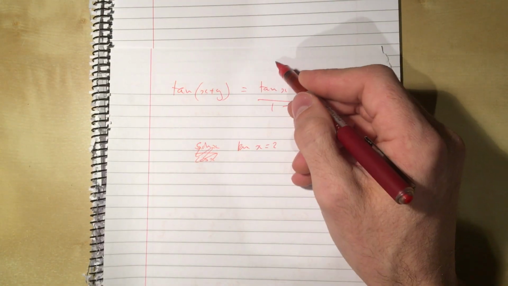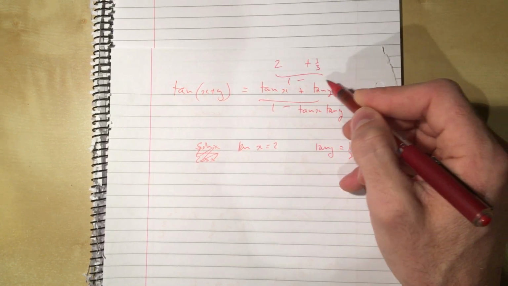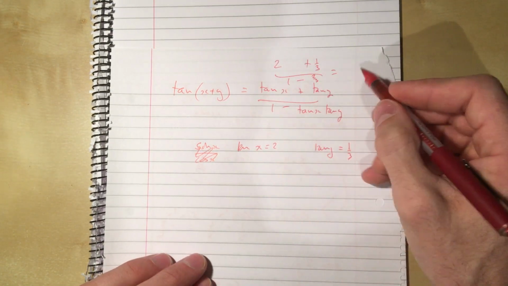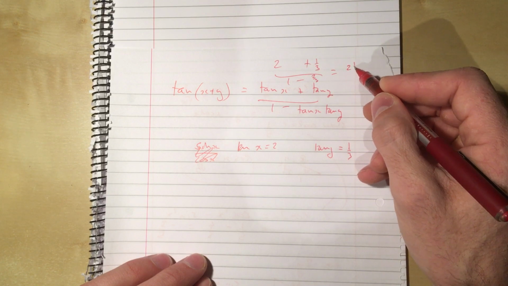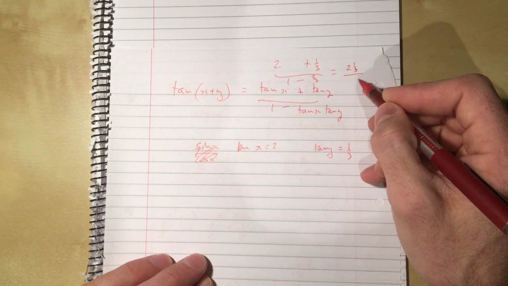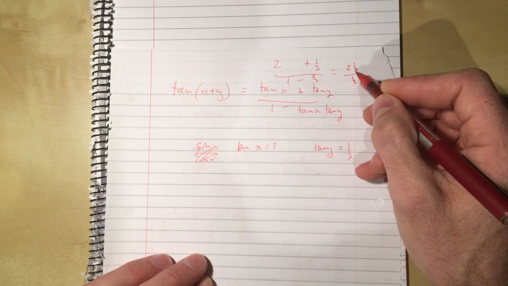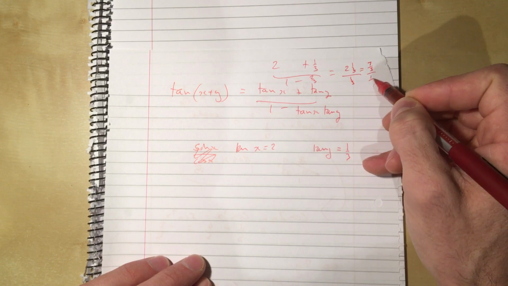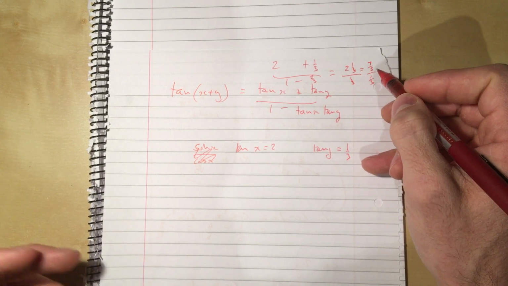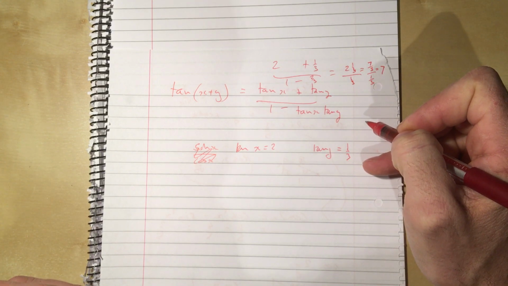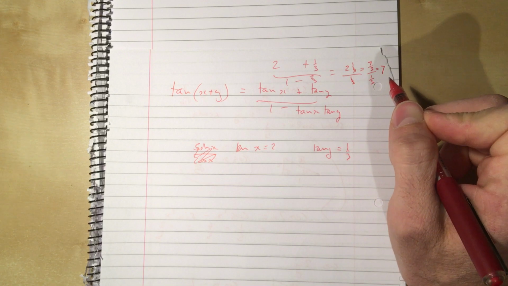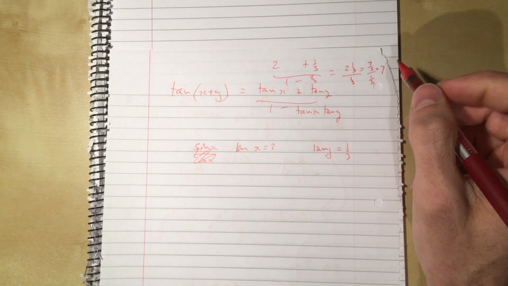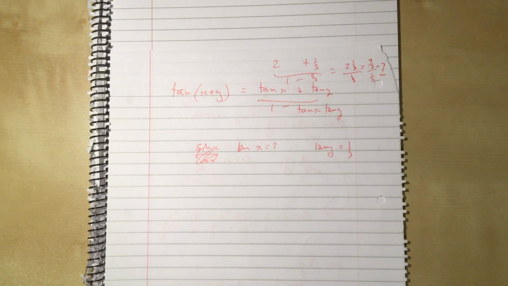So that would make this 2 plus 1/3 over 1 minus 2/3, which is going to be 2 and 1/3. I'm carrying on from here because I think it's going to be helpful for the last part of the question. 1 minus 2/3 is 1/3. So 2 and 1/3 is 7/3 over 1/3, so that's 7. Tan of x plus y is 7. That seems a bit odd. I feel like I've made a mistake somewhere there. No, that's what we're looking for. So tan of x plus y equals 7, which of course doesn't help us at all with the next bit.